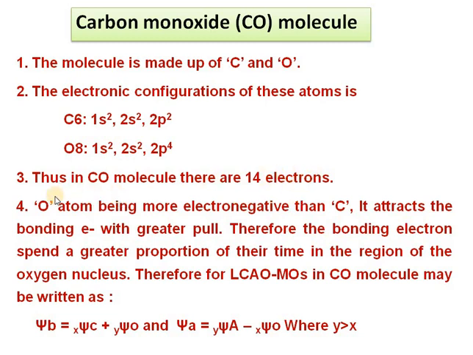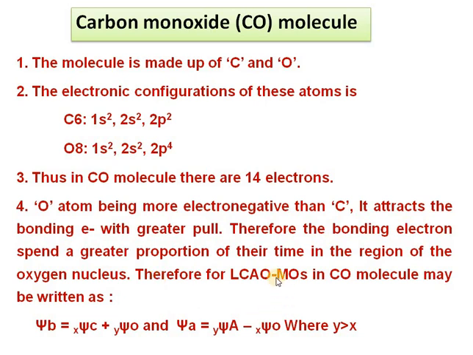But we observe that in heteronuclear diatomic molecules, one of the atoms shows more electronegativity than the other. Similarly, in the carbon monoxide molecule, the oxygen atom is more electronegative than carbon, and hence it attracts the bonding electrons with greater pull. Therefore the bonding electrons spend a greater proportion of their time in the region of the oxygen nucleus, because oxygen is more electronegative and pulls the electrons toward itself.